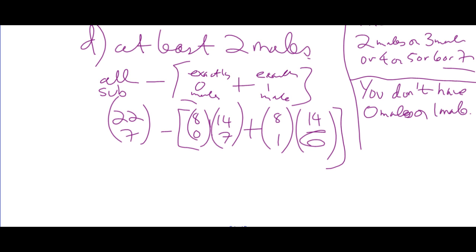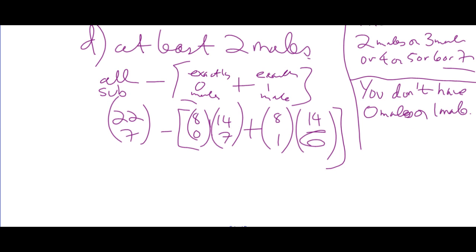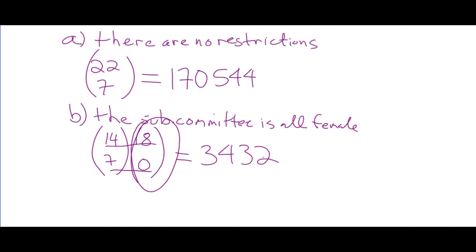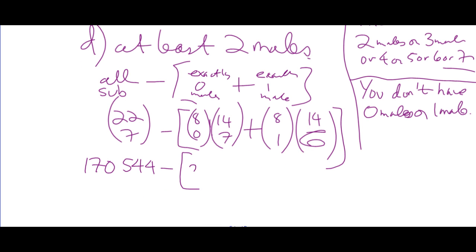Given your track record, I sort of doubt it, but I think that it sort of makes sense, right? So there are 22 people on the committee, choose 7. Okay, we already have that number, right? What is it? It's 170544. We worked this out already. Minus exactly 0. We actually already worked that one out too, didn't we? So that was 3432. Going the wrong way. Okay, so this is 3432, and what's this?